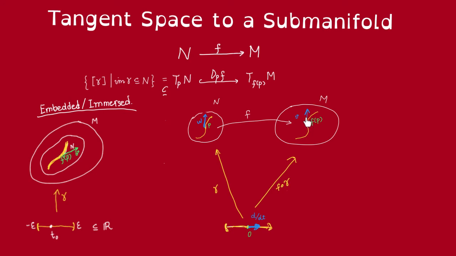So a tangent vector in M comes from N if and only if it is the initial velocity vector of some curve with image in N. So that's the first characterization. This works for both embedded and immersed submanifolds. Next, we'll look at some characterizations for the tangent space to an embedded submanifold specifically.